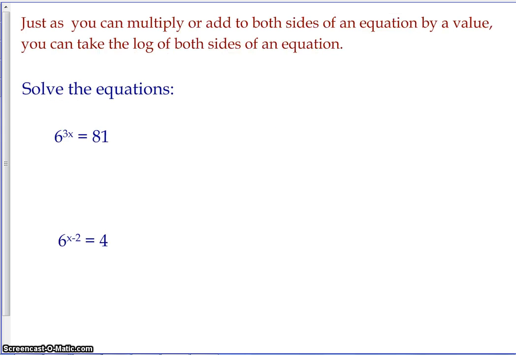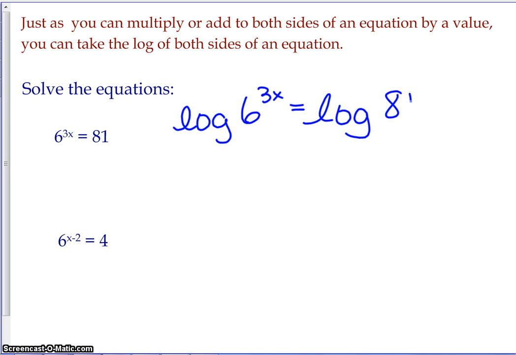Okay, so now just like we can multiply or add to both sides of an equation by a value, you can take the log of both sides of an equation. And when you do, you can take the log base 10 because you know you can find that on your calculator. So for this problem right here, I would take the log of both sides. So the log of 6 to the 3x equals the log base 10 of 81. Because what we did before is when we had the log of both sides, we could just ignore it. We got rid of it. Now we can kind of add it back in.